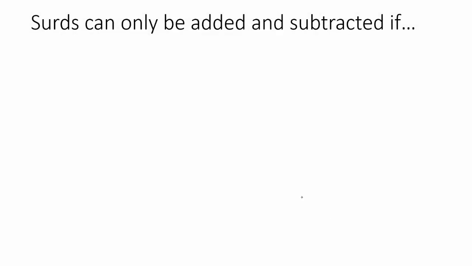So we're looking at the addition and subtraction of surds, and it's important that you remember that surds can only be added and subtracted if they are like surds. Now, when we say like surds, it's kind of like terms. Like a plus a can be added to make 2a.